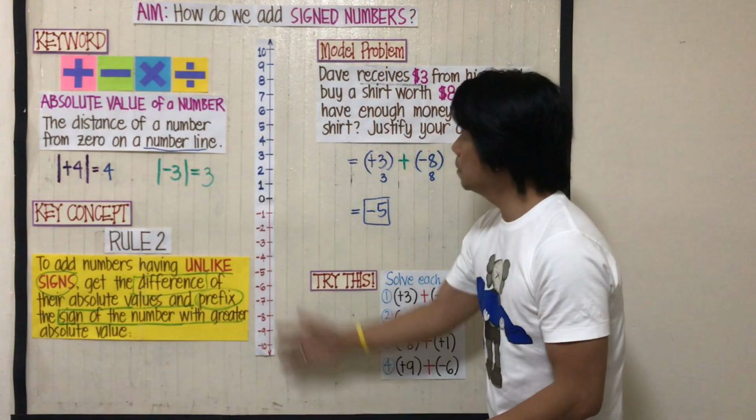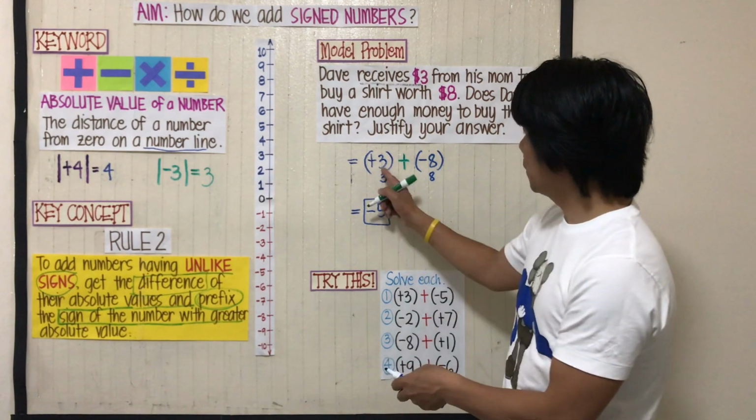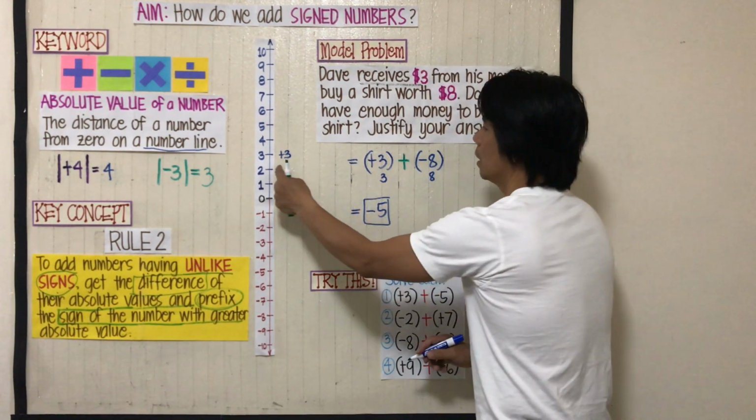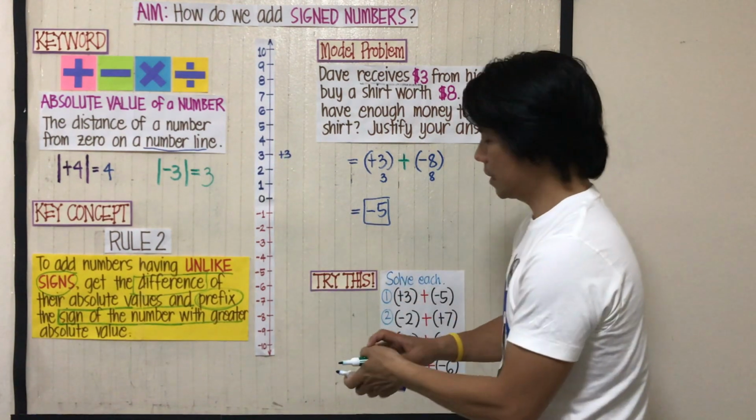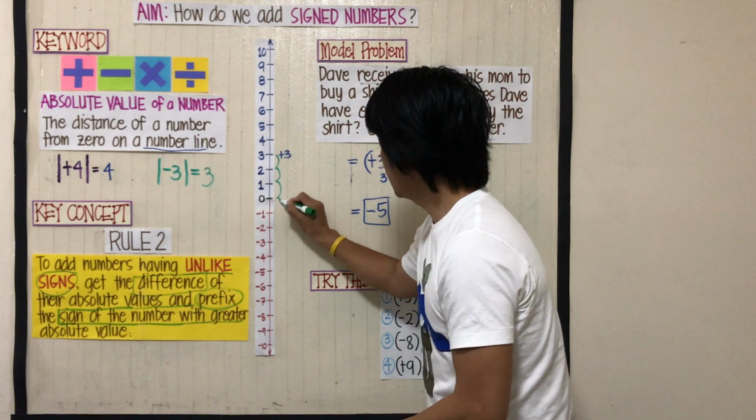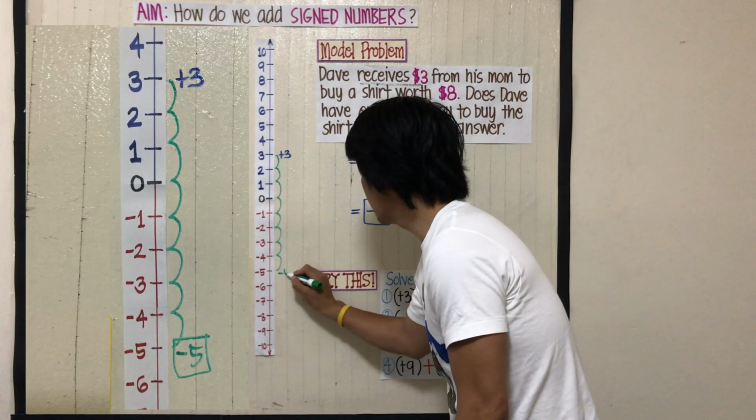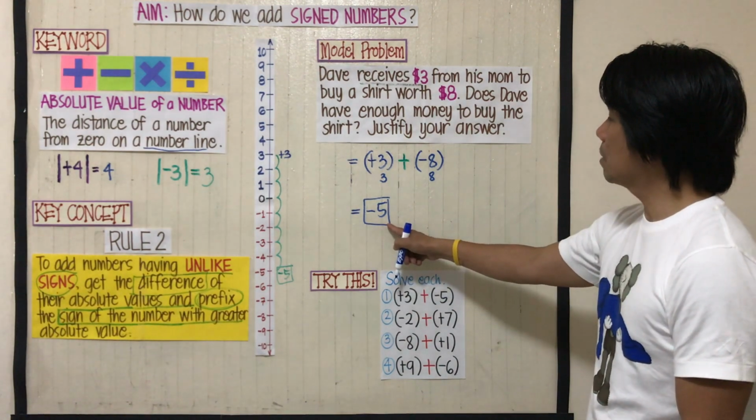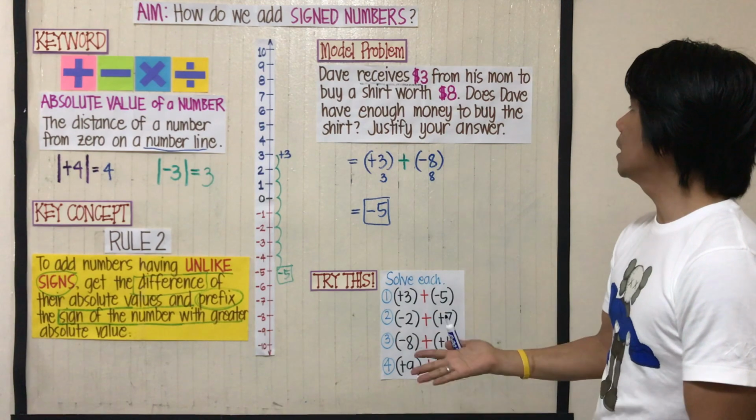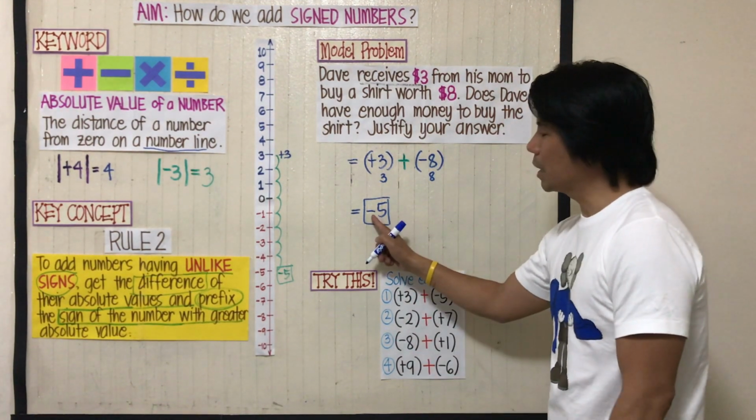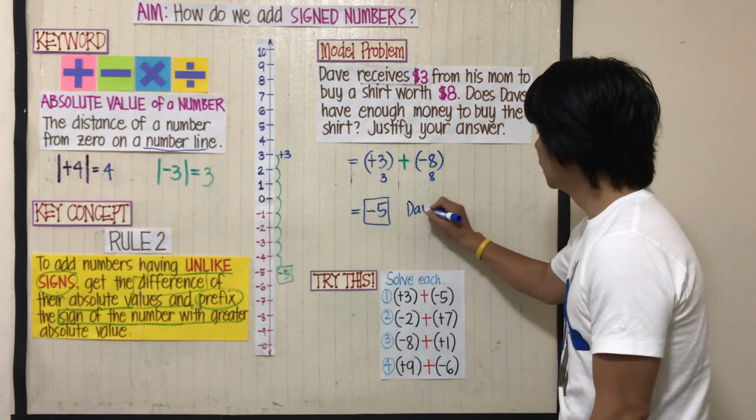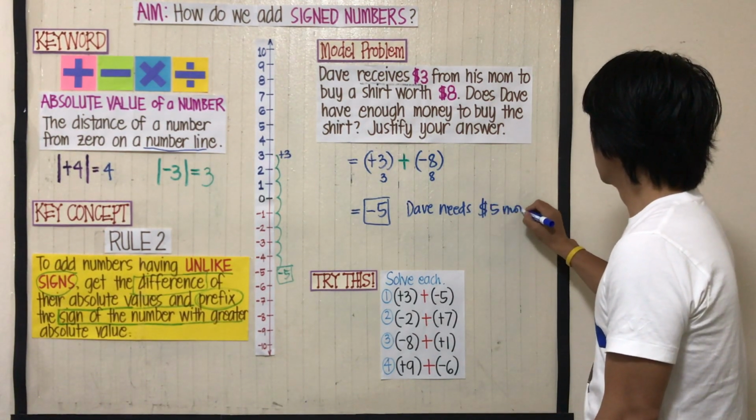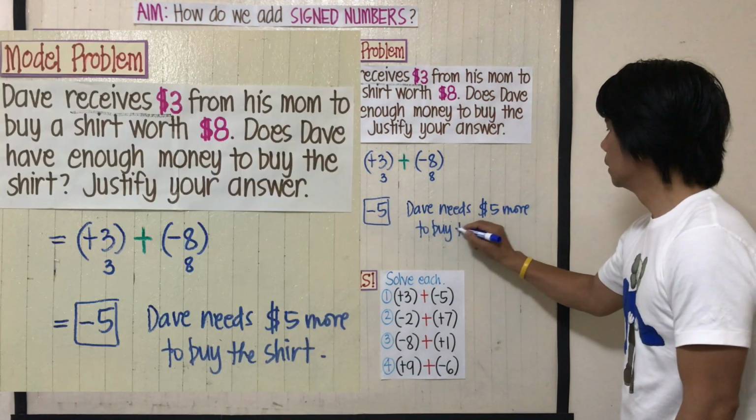Now, how do you verify that using the number line? Let's begin with positive 3. It's right here. And then you're adding negative 8, meaning you're going to step down 8 spaces. Let's count. From here, 1, 2, 3, 4, 5, 6, 7, 8. So we end up on negative 5, which is our final answer. Now, what is the meaning of this number in the context of the problem? Does Dave have enough money to buy the shirt? I don't think so, because it's negative. That means Dave needs $5 more to buy the shirt.